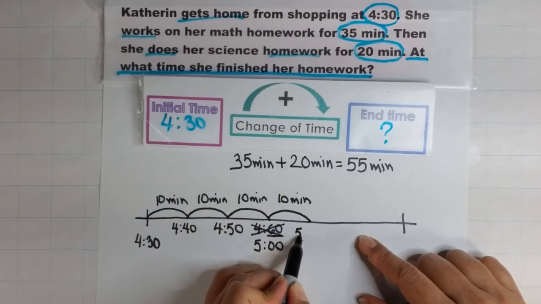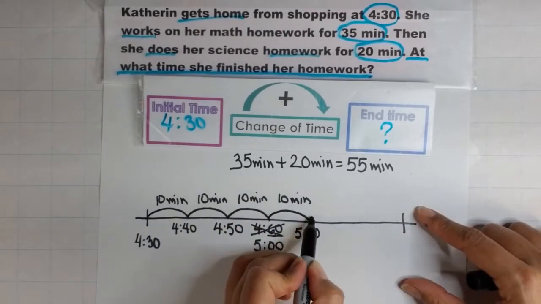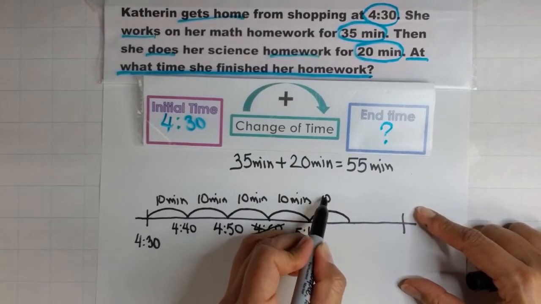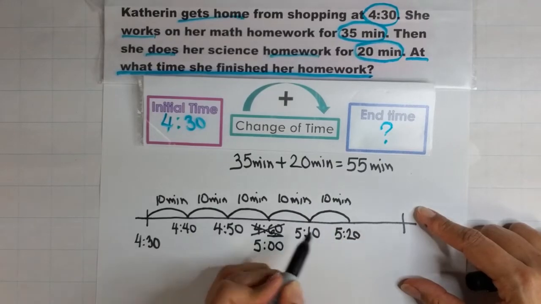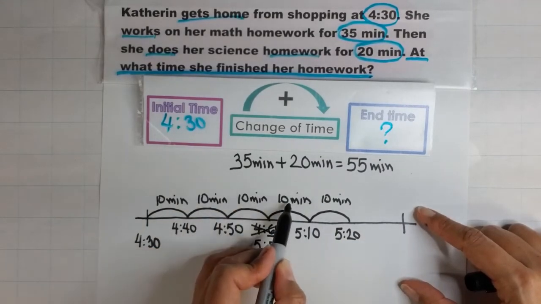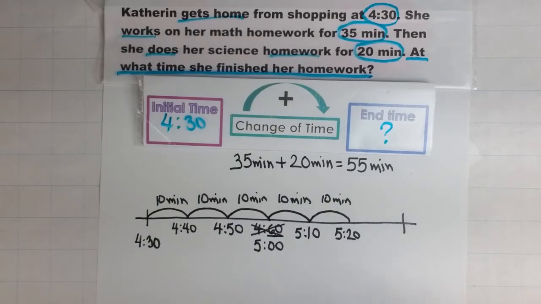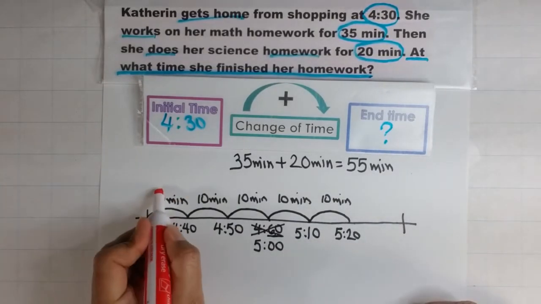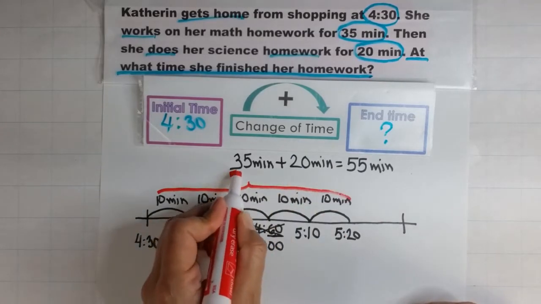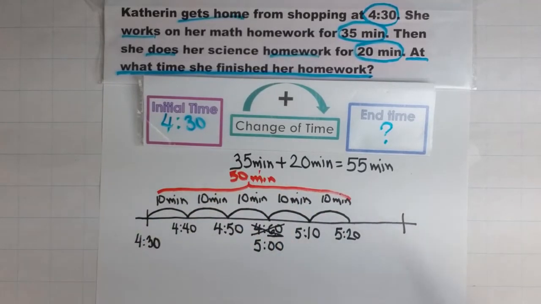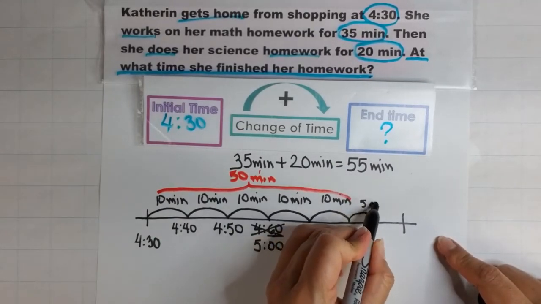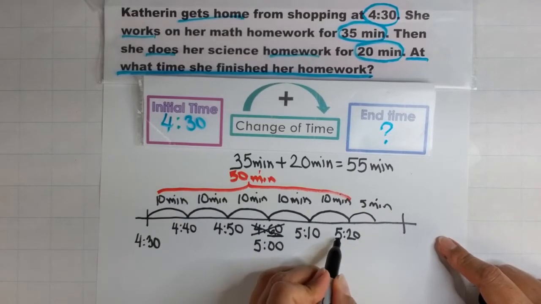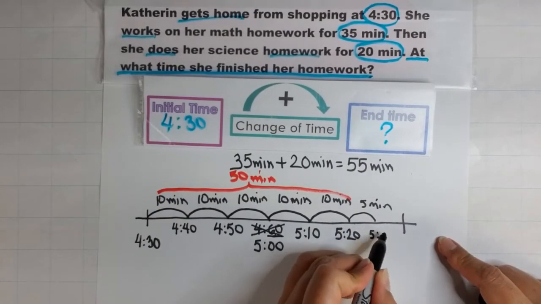Now we need 10 more minutes because we need to collect 55 minutes. And now it's going to be 5:10. 10 more minutes. And now it's going to be 5:20. Now if you notice, 10 plus 10 plus 10 plus 10 plus 10 already made 50 minutes. So let's put it here. So this is 50 minutes. But I'm still short 5 minutes. So let's do another jump, 5 minutes. And 5:20 plus 5 minutes is going to be 5:25.